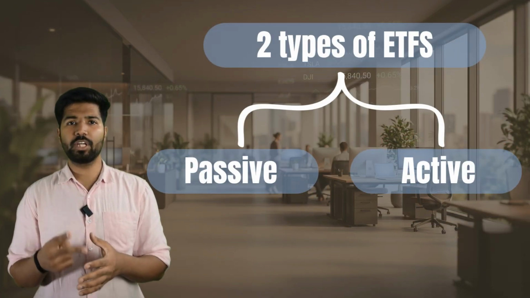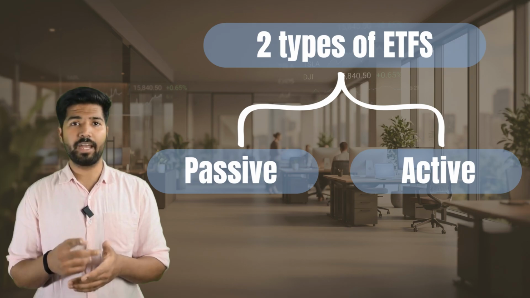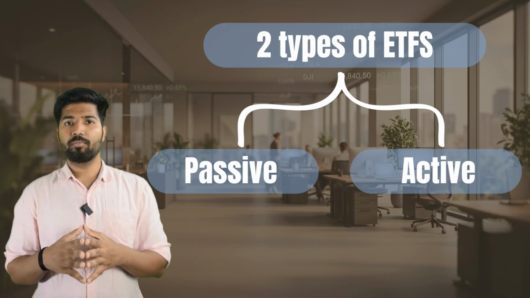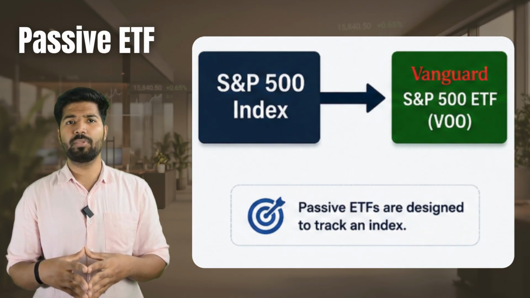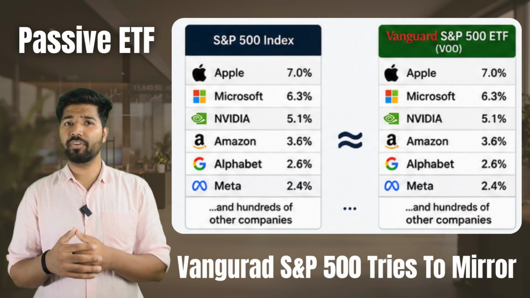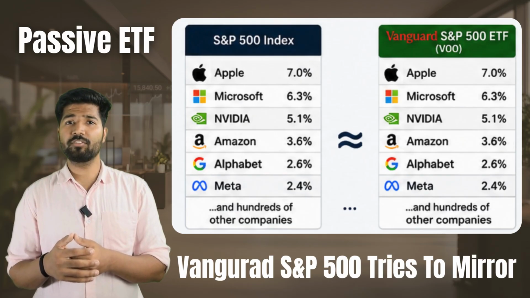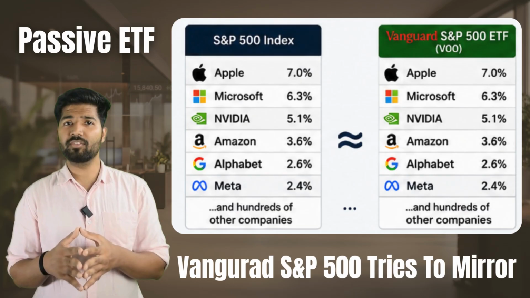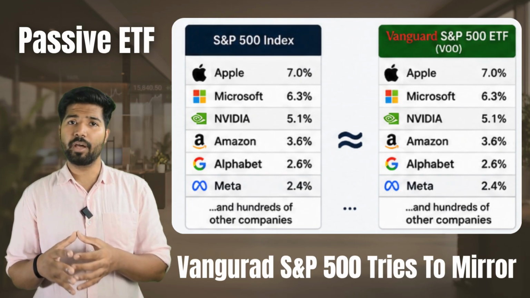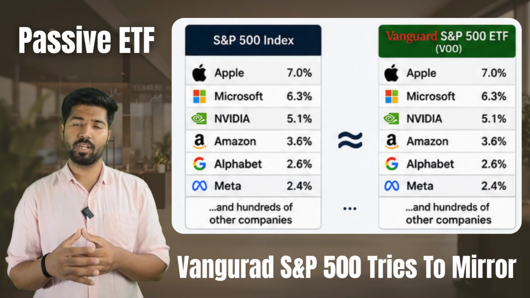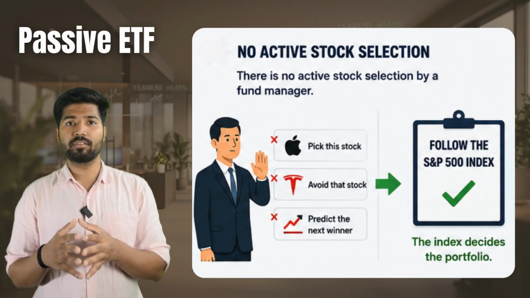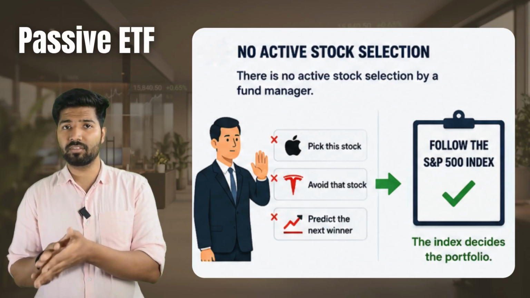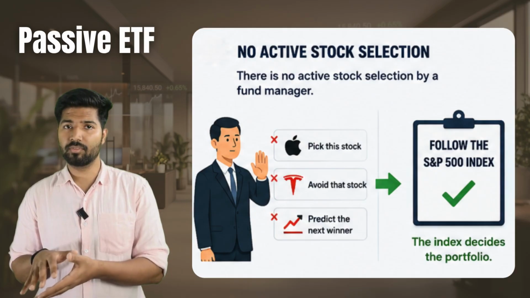Broadly, there are two types of ETFs, passive and active. Passive ETFs are designed to track an index. For example, the Vanguard S&P 500 ETF tries to mirror the performance of the S&P 500 index by holding companies from it. There is no active stock selection by a fund manager. The goal is to replicate the index as closely as possible.